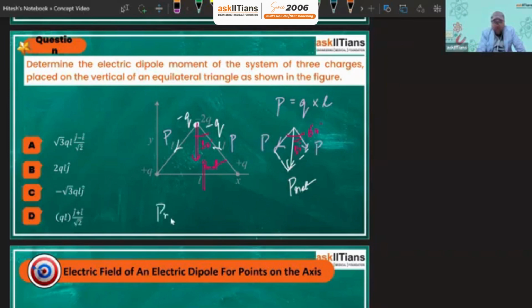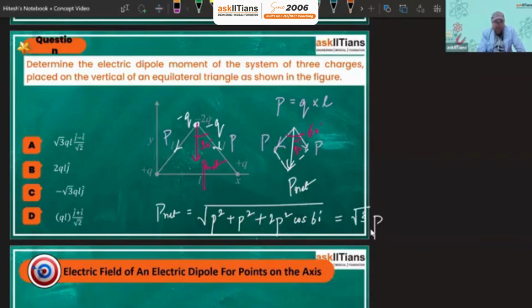So p net should be equal to the square root of p squared plus p squared plus 2p squared cos 60 degrees. Cos 60 degrees is half, so we'll have root 3 p. And we know that p is q into L. So p net would be equal to root 3 q L. And what is the direction? It is in the negative y direction. So we'll put a minus sign and j cap if I want to represent the vector form. So we'll have our answer as C.